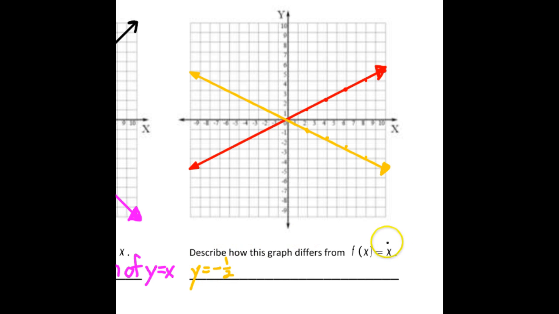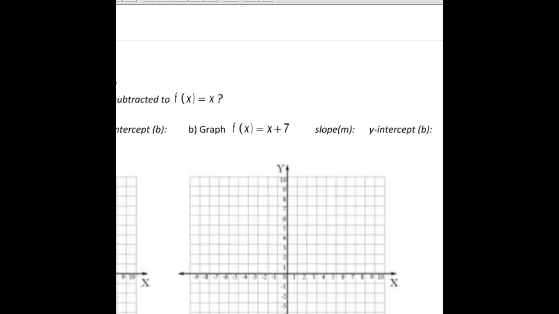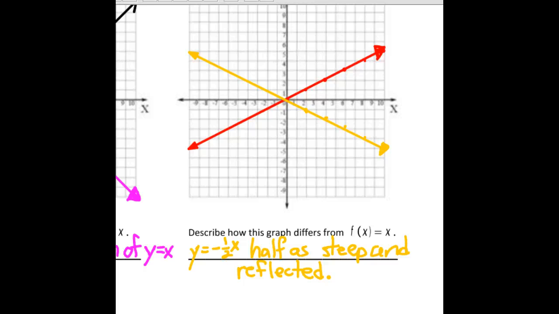Now, how is it different from the original, the black one? So we'd actually have to throw in that y equals negative 1/2 x is kind of a combination of b and c. It's half as steep, right? Half as steep. And because it's negative, it's also reflected. It's both. It's a combination.